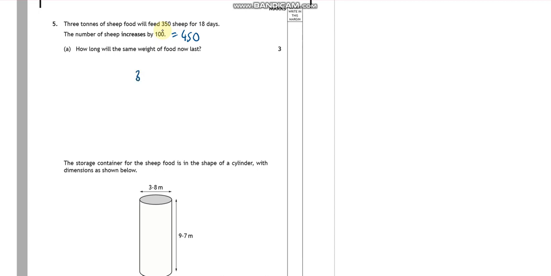So if you get 350 sheep, and they can now eat for 18 days. If you multiply those two numbers together, you're saying, well, if I just did one sheep, then that one sheep could be eating for 6,300 days. It's kind of like working out how many rations you've got. Similar if you think of easier numbers.